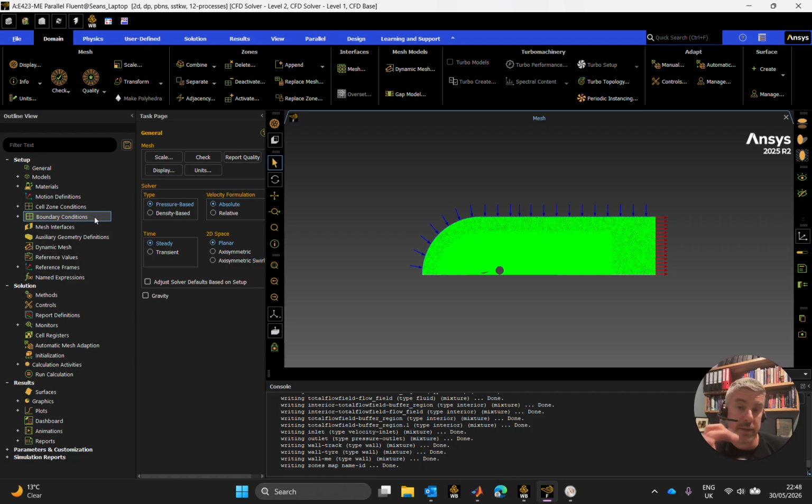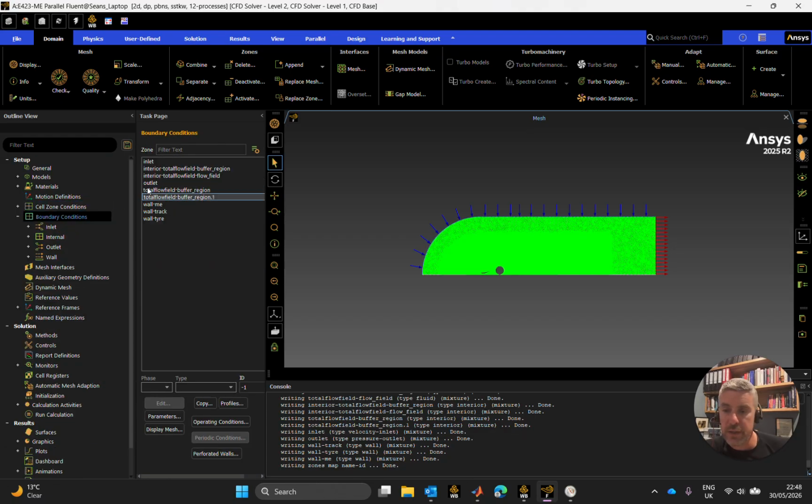Once there is an interface boundary between the two of them, which I'd be hoping to see in the boundary conditions, so interior total flow region, that's just the buffer region, that's the flow region, buffer region dot one is interior, outlet. It's not even in, there's an interface region there.